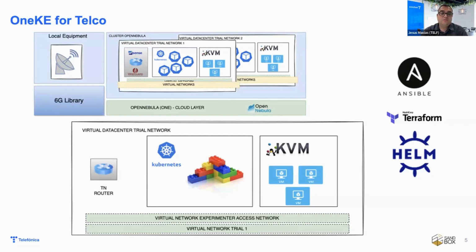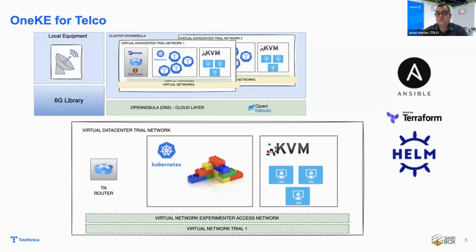What you can see in the picture on the top represents many trial networks deployed in OpenNebula, and at the bottom there is a detailed example of a trial network, where we have a VM that acts as an entry point, because all the resources of a trial network are isolated from the rest of the trial networks. And we also have a OneKE cluster, which by default gives us everything that we need. We have scalability, we have automated deployment, we have an ingress controller, everything that we need.